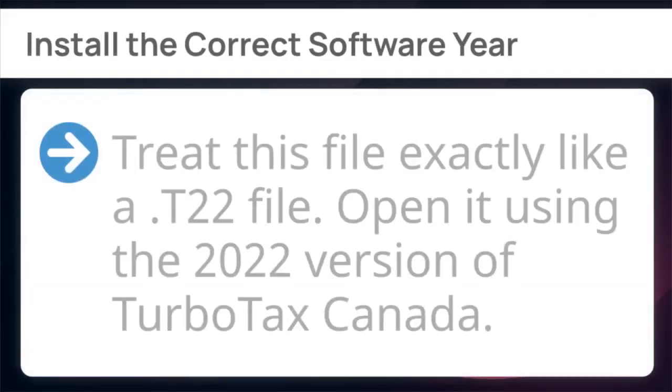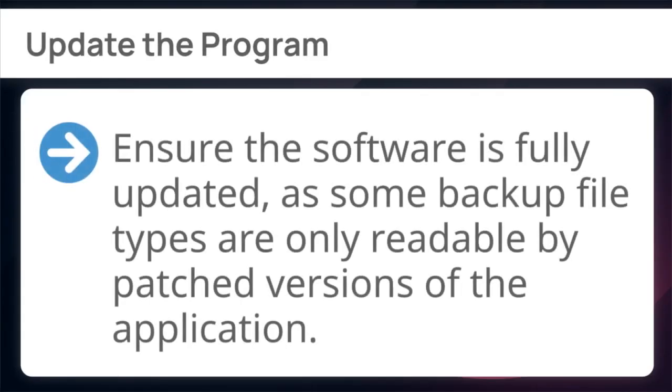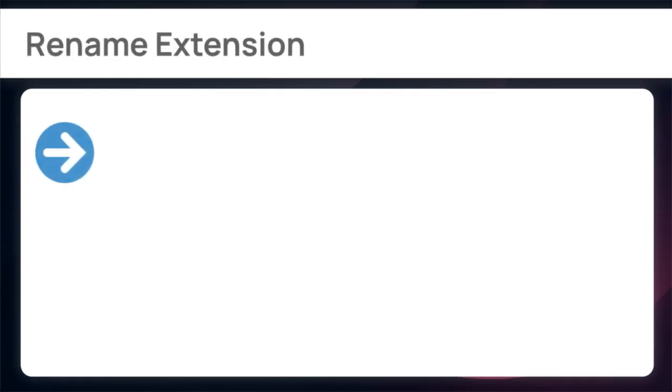First, install the correct software year. Treat this file exactly like a TT22 file. Open it using the 2022 version of TurboTax Canada. Next, update the program. Ensure the software is fully updated, as some backup file types are only readable by patched versions of the application. Finally, rename the extension.